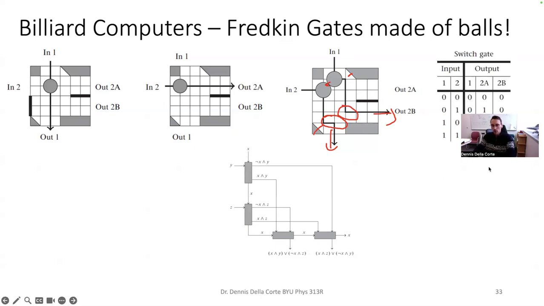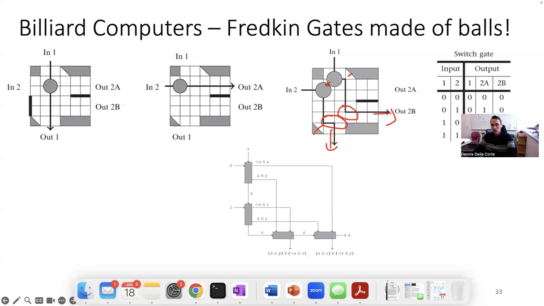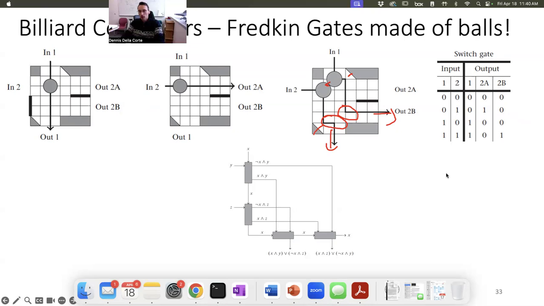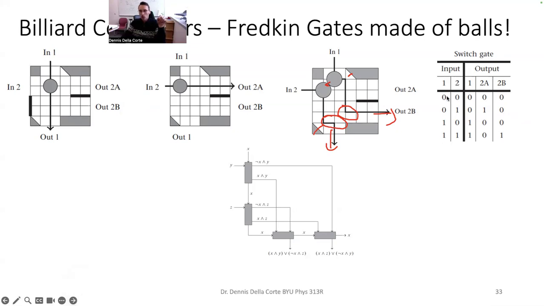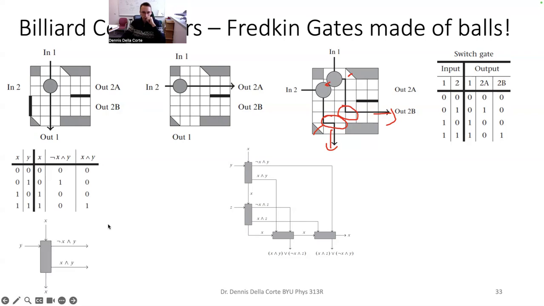So the truth table for it is down here now. Let me move my thing around. So if no ball comes in at 1, then none comes out at 1. But if one comes in at 1, it will come out at 2. If you have a ball just coming in at 2A, but not at 1, it comes out at 2A. If it comes in at 2B, at 2 and at 1, you have one come out at 1 and at 2B. And this switch gate is equivalent to what we have seen before with the X and Y operations here.